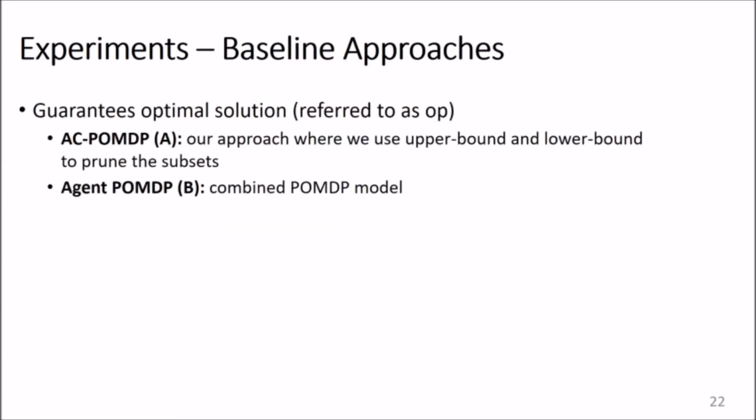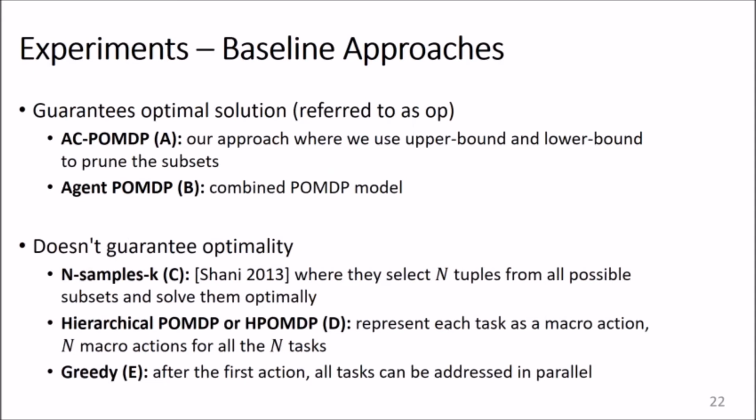We compare the performance of our approach, which we call AC POMDP, against the following approaches. The optimal agent POMDP approach, the n-samples approach where they select n tuples randomly from all possible tuples and solve them optimally. The hierarchical POMDP approach, which represents each task as a macro action. So we have n macro actions for all the n tasks. We also compare against the greedy approach.